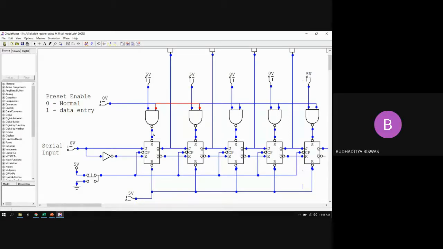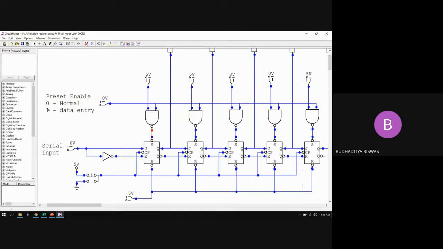So for normal operation, we should connect the preset enable input to 0. So if one of the inputs is 0 of a NAND gate, then the output is always 1, and this one is connected to the preset enable input of every gate. So that means the flip-flop will work according to the normal mode.